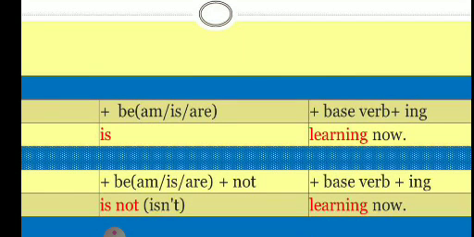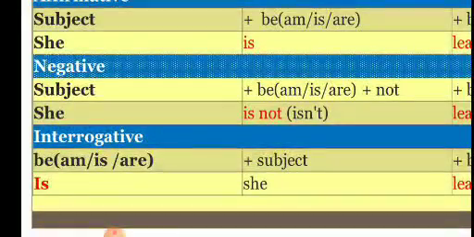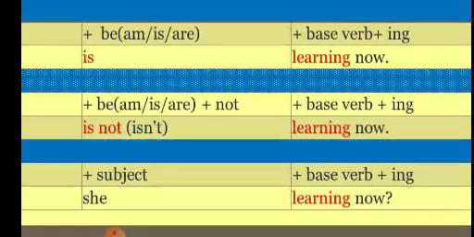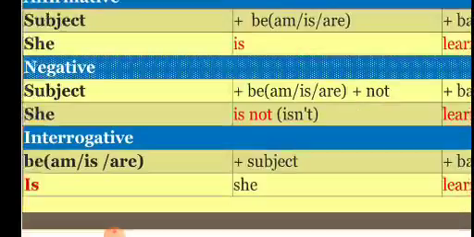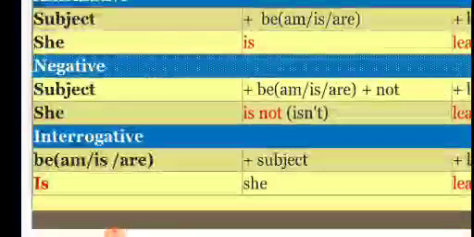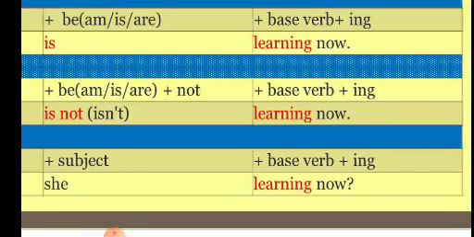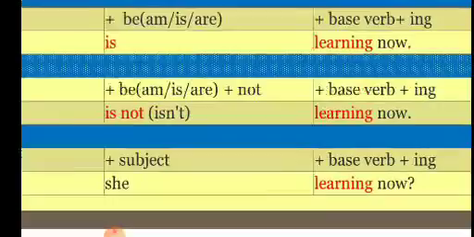So, for example, you are watching TV. She is learning now. In the case of negative, subject plus be verbs like am or is or are plus not plus base verb plus ing, or present participle. She isn't learning now. She is not learning now. In the case of interrogative sentences, we can use be verbs like am or is or are. So the structure is am or is or are plus subject plus base verb plus ing. Is she learning now?